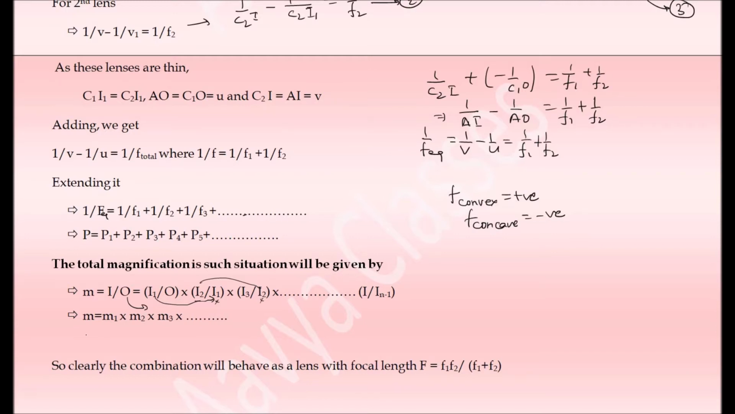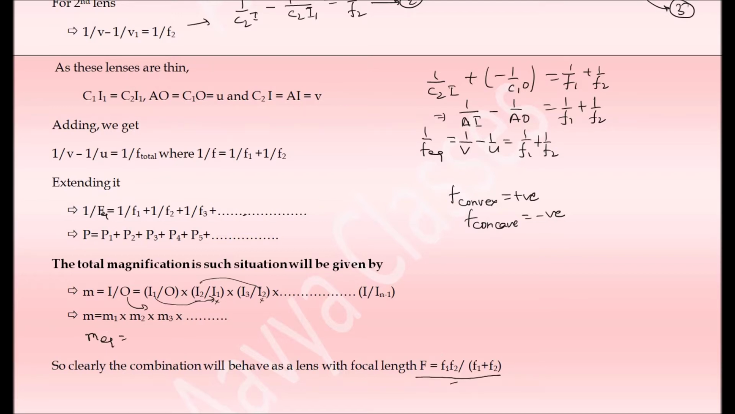So the magnification of the system, or the equivalent magnification, is the multiplication of the individual magnifications. If multiple lenses are placed coaxially and all lenses are thin, then this is the relation of their focal length, the power of the system, as well as the magnification of the system. For two lenses, this combination will behave as a lens with focal length f equal to f1 into f2 divided by f1 plus f2.